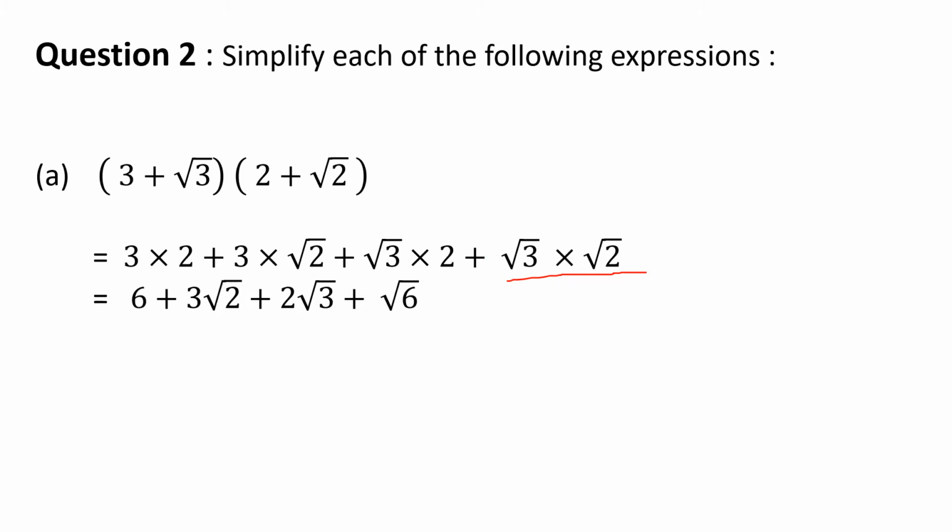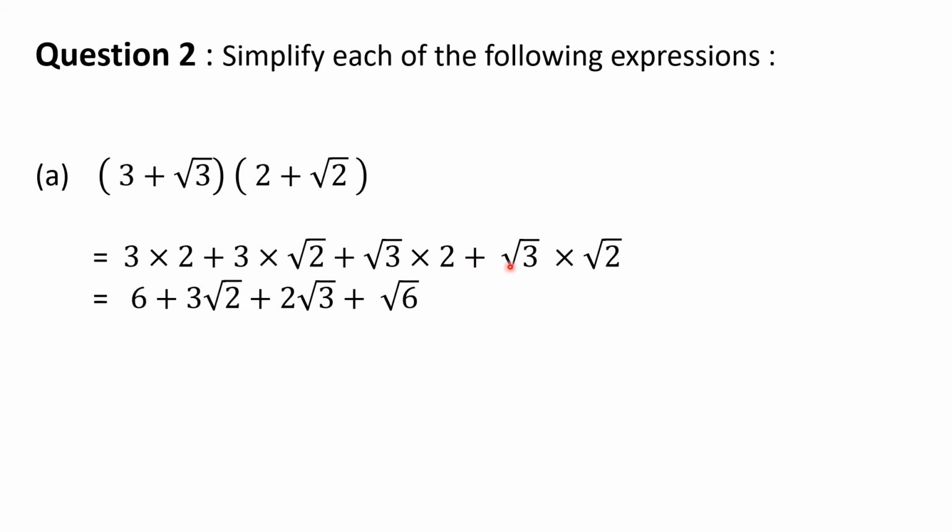So after opening the bracket, normal solving. How do we solve? 3 into 2, 6. 3 into root 2, 3 root 2, because you can't multiply it, right? Since it's an irrational number. Root 3 into 2, 2 root 3, right? First you write the number, then you write the root.